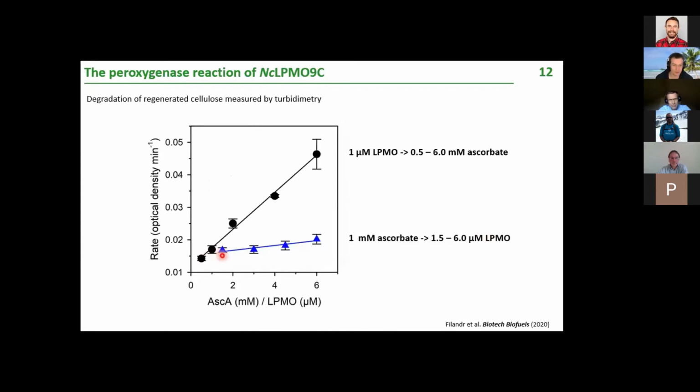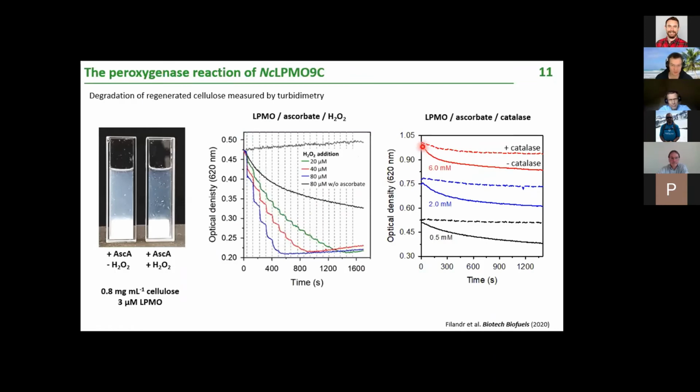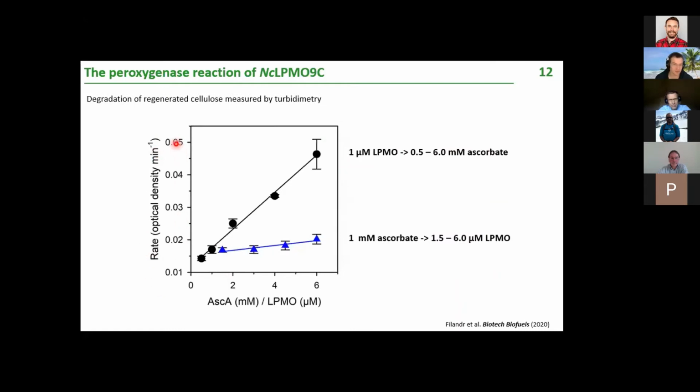Also, I think it's important to show this, again, as a kind of confirmation. What we did here is to measure the rate, so the drop in optical density. So we took the initial slopes from these reactions and plotted it as optical density per minute. And we did 2 experiments. So here in blue, you can see a reaction where we added increasing amounts of LPMO, so from 1.5 to 6 micromolar, while keeping the amount of ascorbic acid constant. And you can see that if we double the LPMO concentration, the rate does not increase notably.